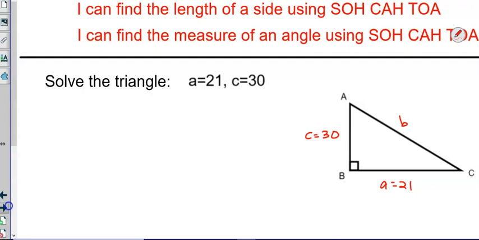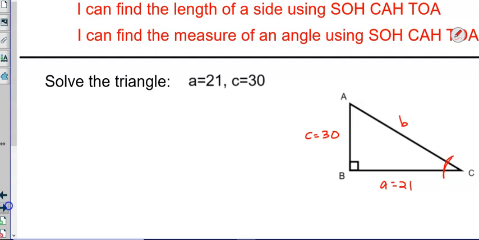So you've got to figure out what you need to find first. We could find that little b first using the Pythagorean theorem. In this case it'd be a squared plus c squared equals b squared. So leg squared plus leg squared equals hypotenuse squared. We could do it that way. Or we can get around that and we can just look for one of our angles first. So maybe we'd find angle C first.